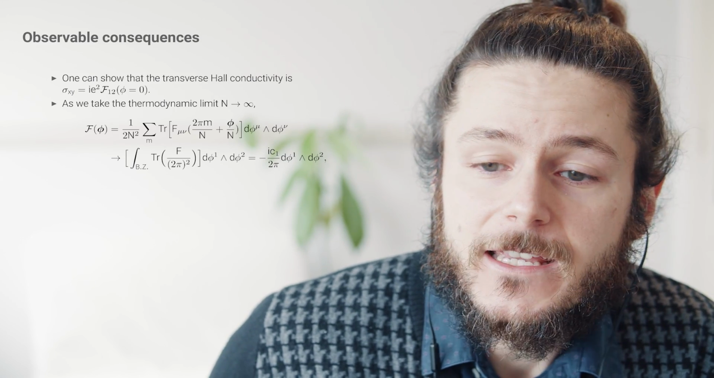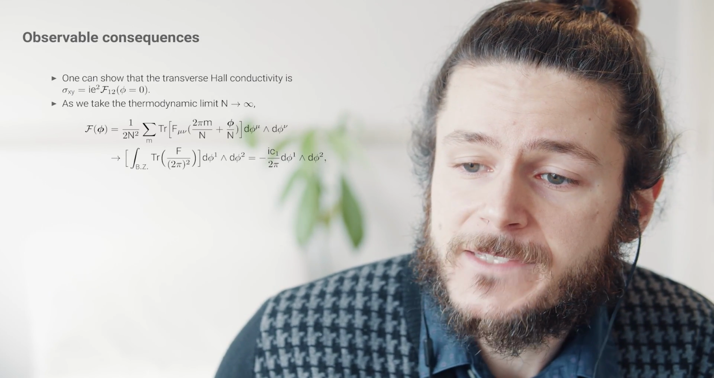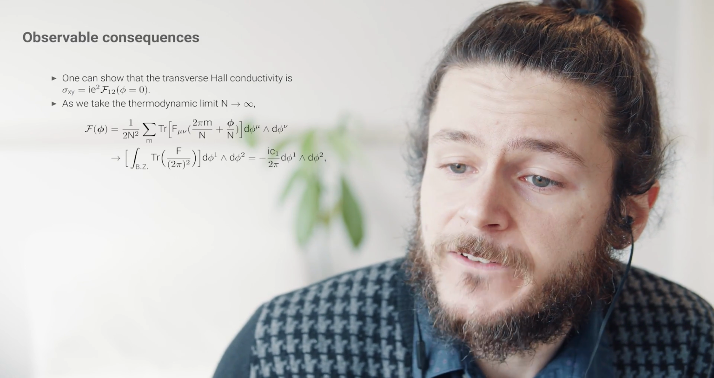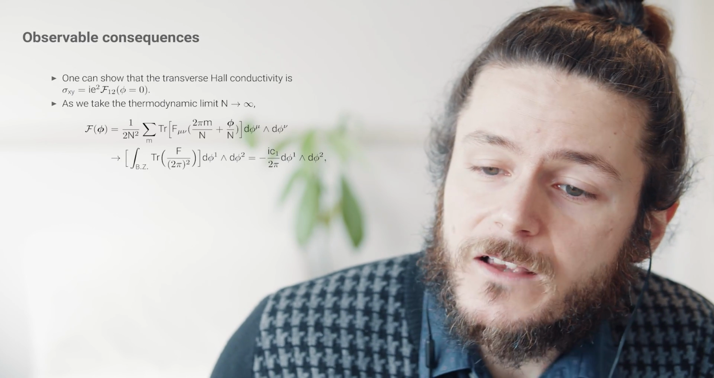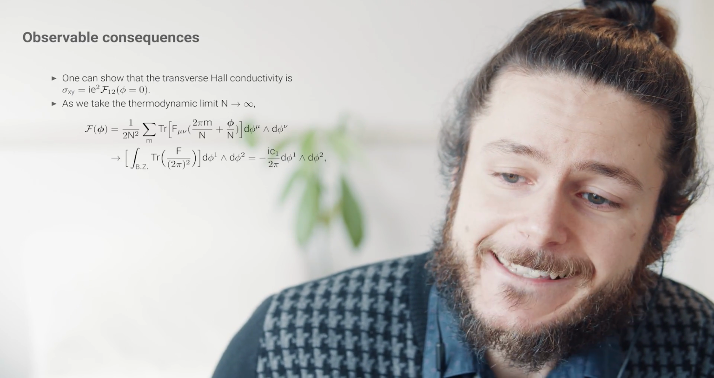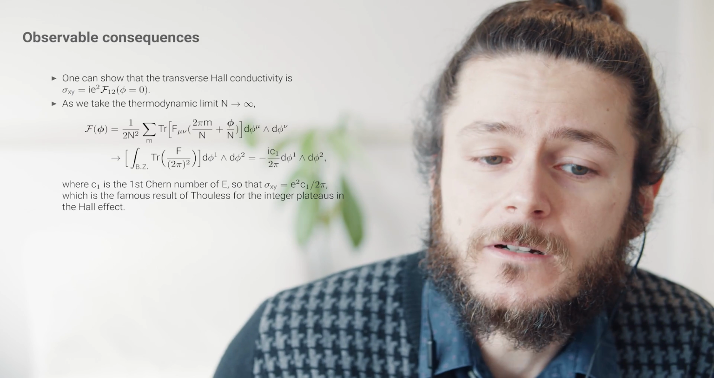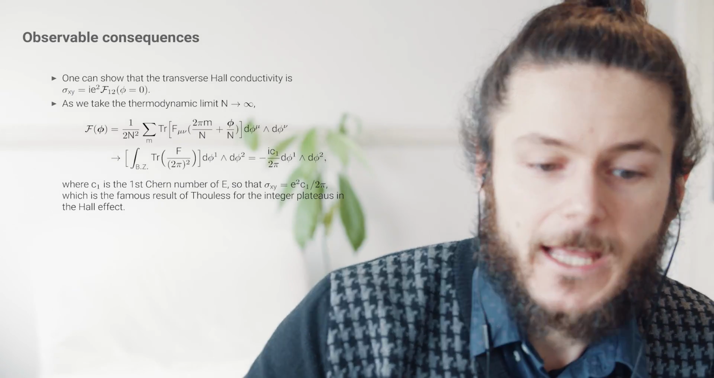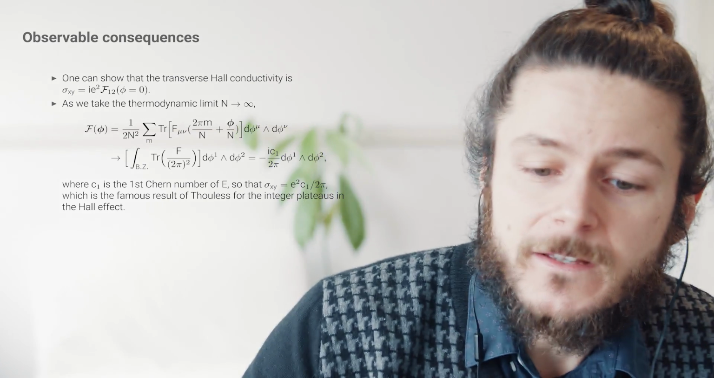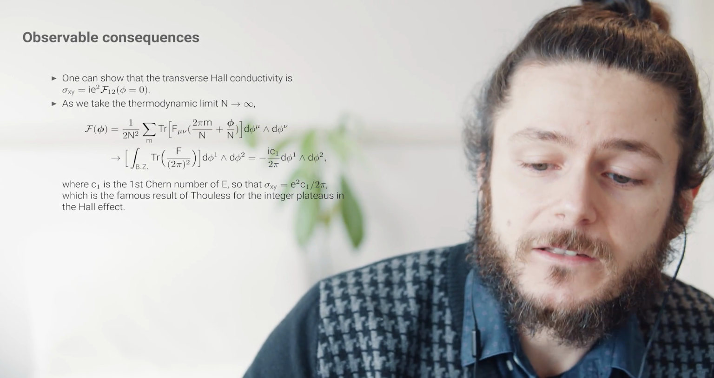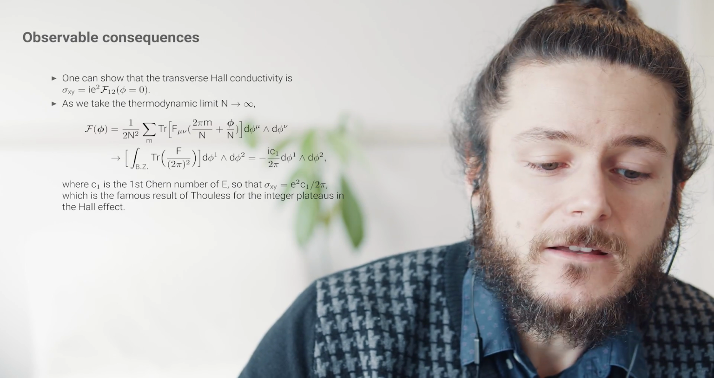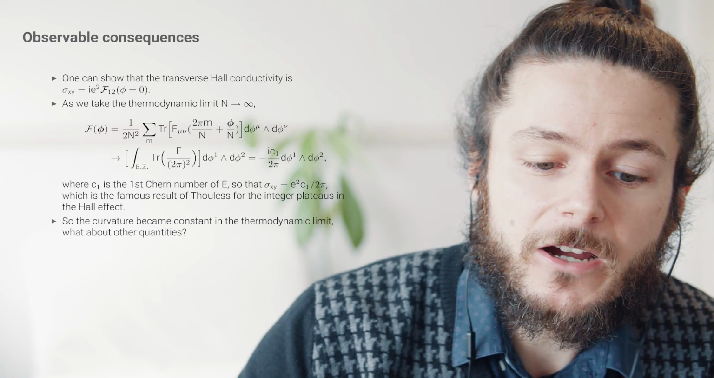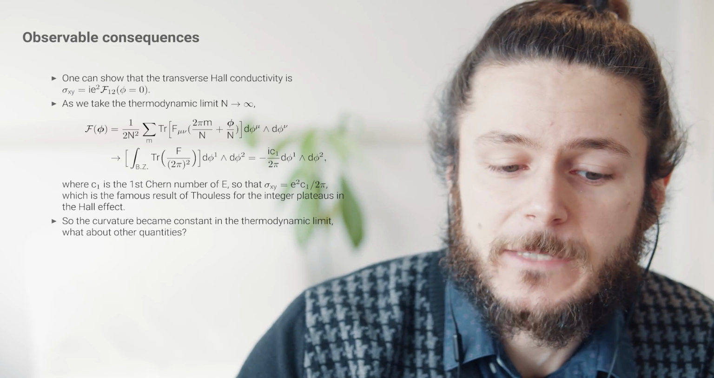And what I have is that the Berry curvature becomes, in the n going to infinity limit, uniform in flux space, and the constant of proportionality is essentially the first Chern number of the block bundle E. And this is nothing more than the famous result of Thouless and colleagues for the integer plateaus in the Hall effect. So the curvature became constant in the thermodynamic limit.